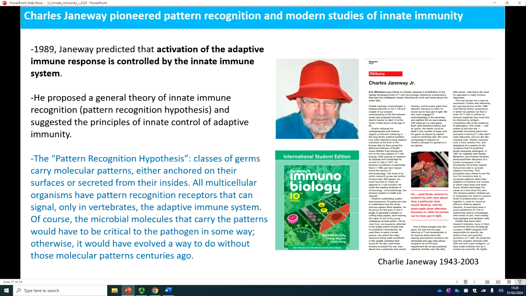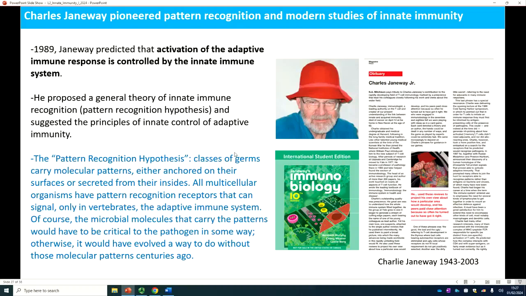Now, you might recognize the name Janeway. The core textbook, Janeway's Immunobiology, was actually first written by Charlie Janeway. He's one of the leading immunologists of his day. He proposed this pattern recognition hypothesis. Basically, he was predicting that the activation of the adaptive immune response is controlled by the innate immune system. And this pattern recognition hypothesis is basically this.